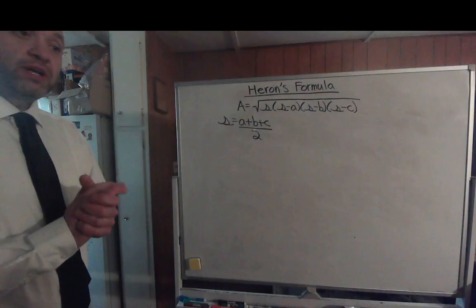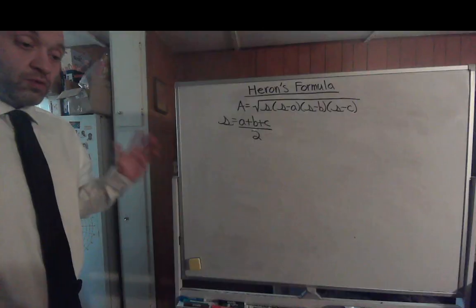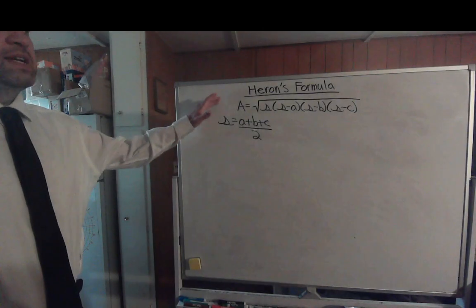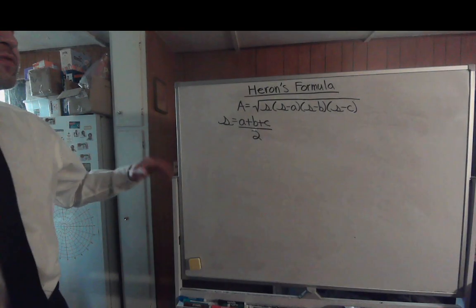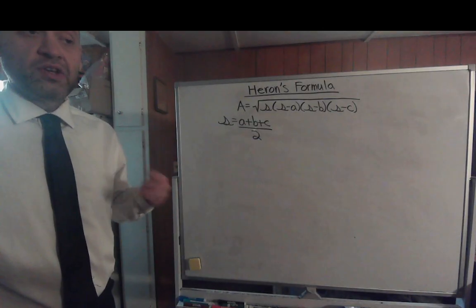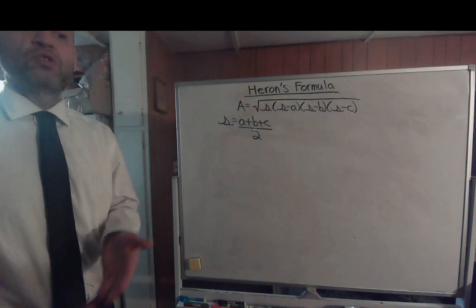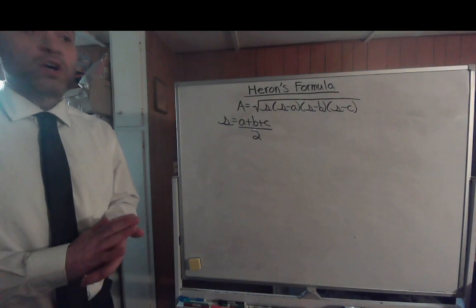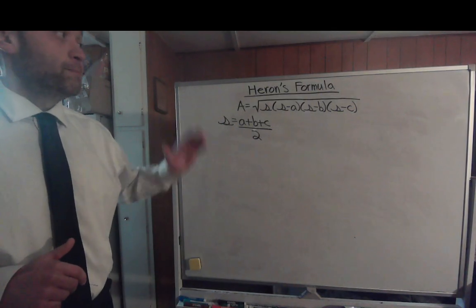So today we are going to talk about Heron's formula. This formula is also for finding the area of a triangle. Now, if you are given all three sides of a triangle, you can use this formula. It doesn't have to be a right triangle, you don't have to draw any altitudes in a triangle, you can just straight up use the formula.